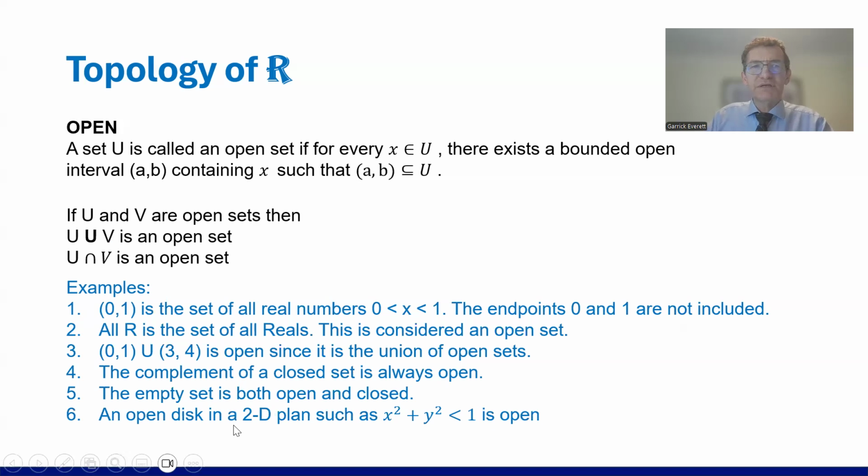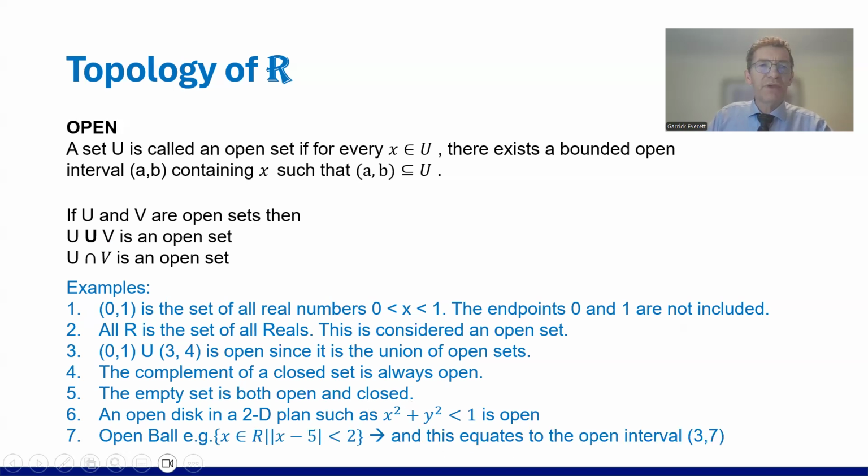An open disk in the 2D plane, such as x squared plus y squared is less than 1, is regarded as open because it's not including the boundary, which is the circle. An open ball, for example, where x is an element of the reals and the absolute value of x minus 5 is less than 2, equates to the open interval from 3 to 7, not including 3 or 7. Okay, so there are some examples of open sets.